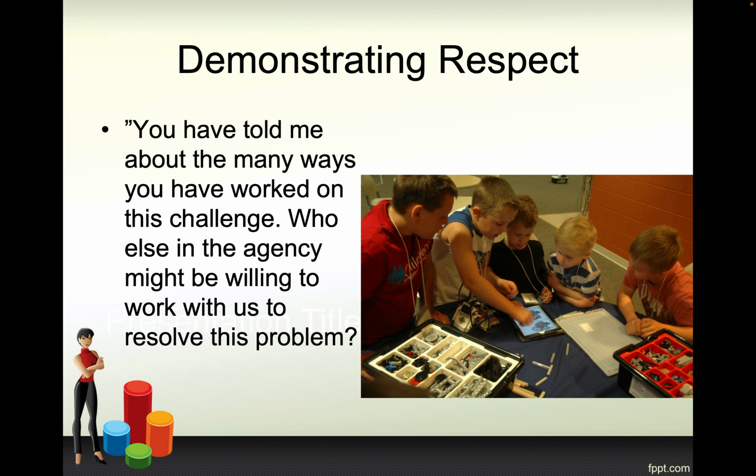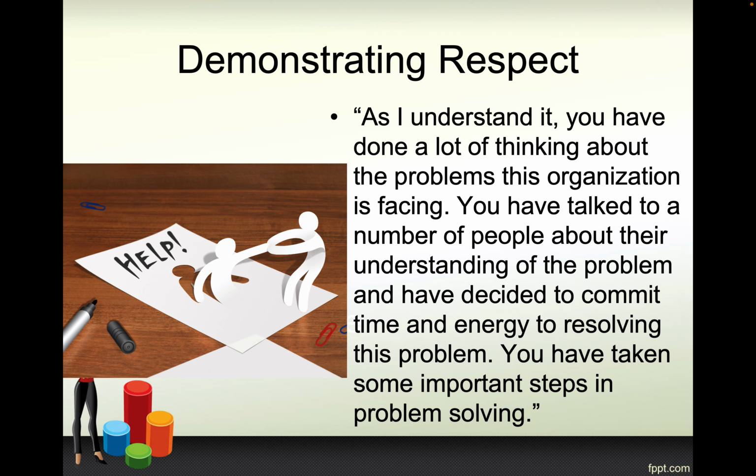You've told me about the many ways that you have worked on this challenge. Who else in the agency might be willing to work with us to resolve this problem? As I understand it, you have done a lot of thinking about the problems this organization is facing. You have talked to a number of people about their understanding of the problem and have decided to commit energy and time to resolving this problem. You've taken some important steps in problem solving.